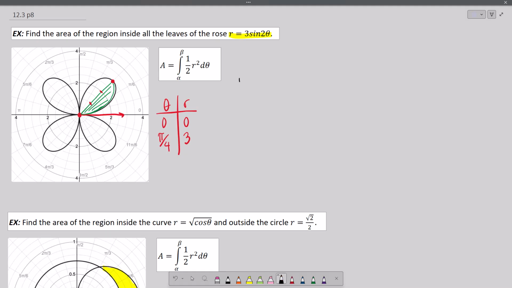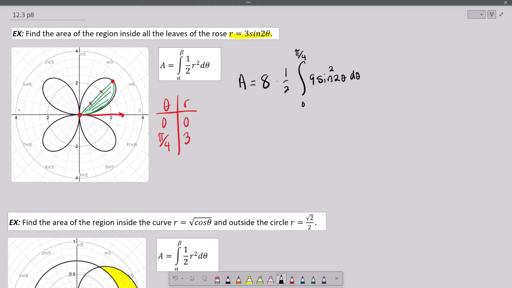So the area in this case, we are going to multiply by 8. And then we have this 1/2, which we can pull out to the front. We're going to go from 0 to pi over 4. And then we have r squared, that function squared. So that's going to be 9 sine squared of 2 theta d theta. So there's our setup. The 8 is from symmetry, and then we have 1/2, and then r squared.